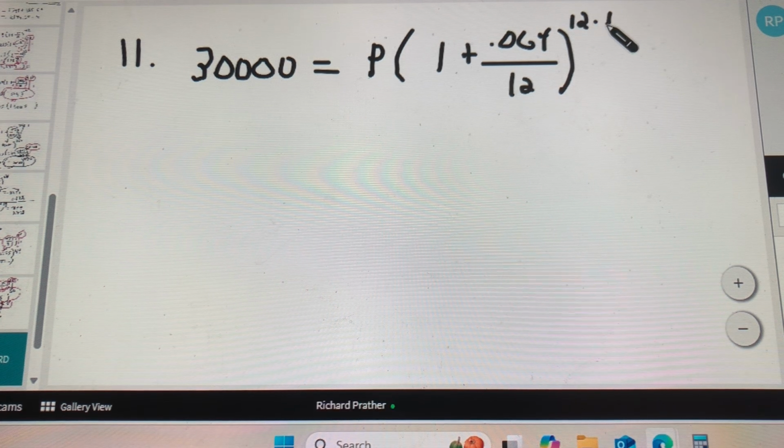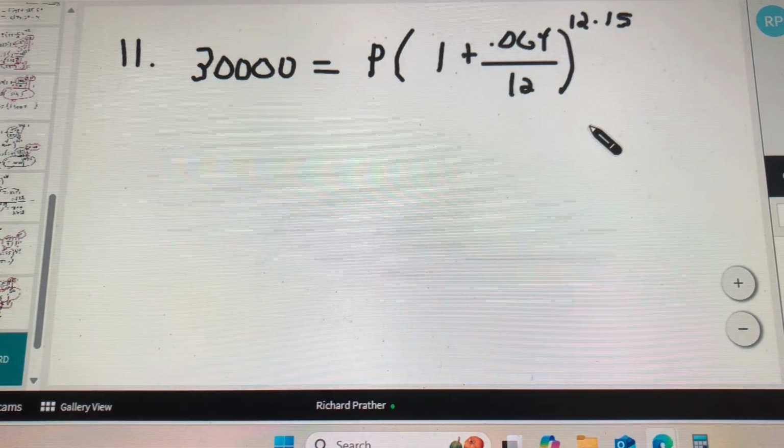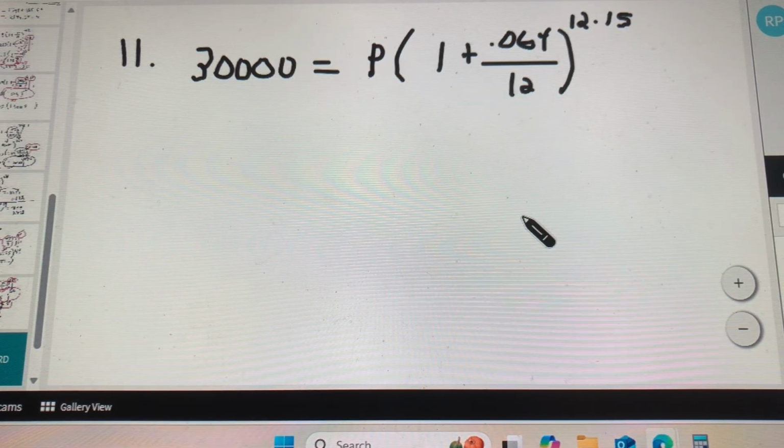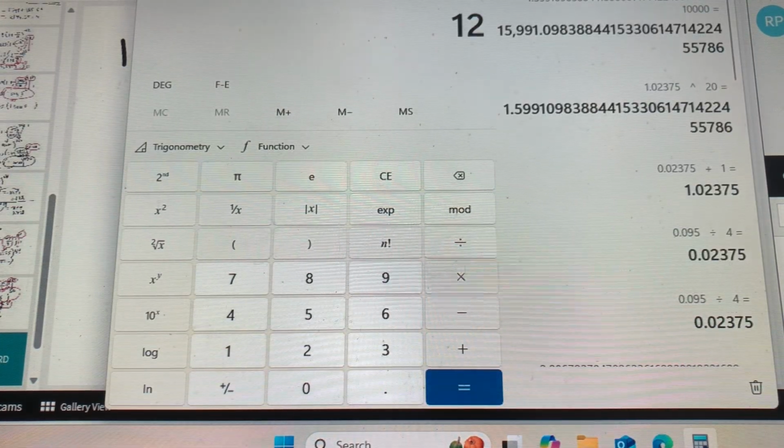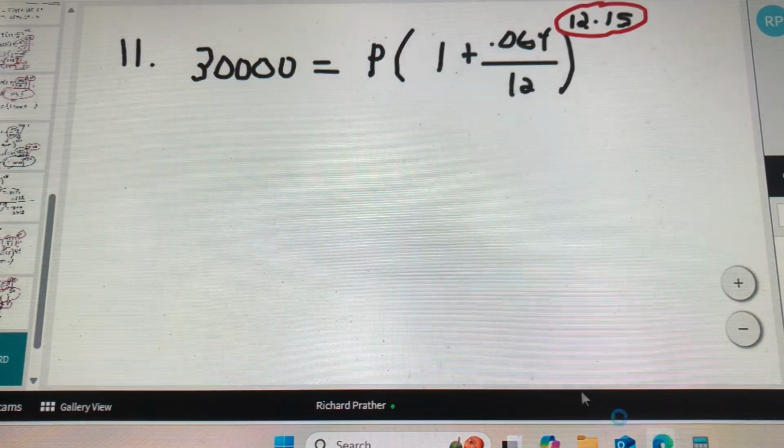And they're doing this for 15 years, when the child, either they're 3 right now maybe, and they'll turn 18, or maybe they just want to give it to them when they're 15. Some students in high school are already taking college classes. So the exponent's not easy this time. 12 times 15 is 180.